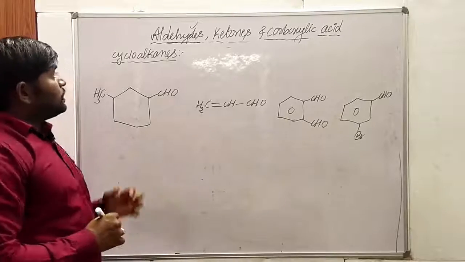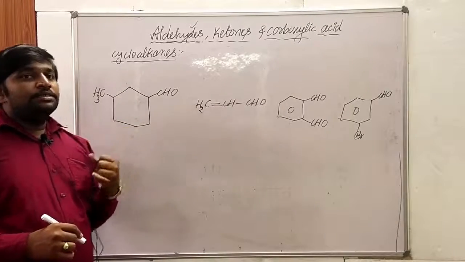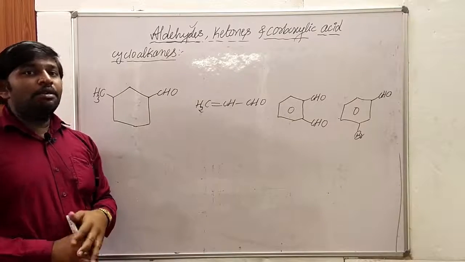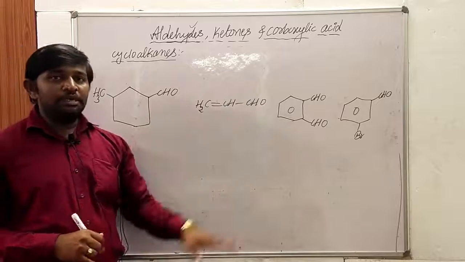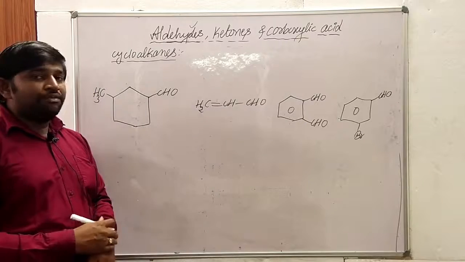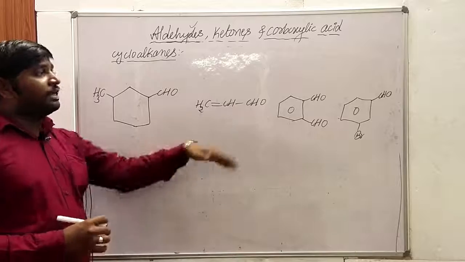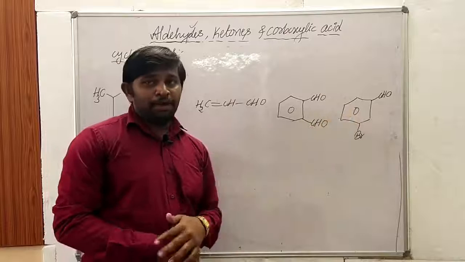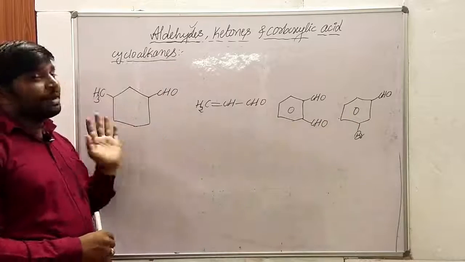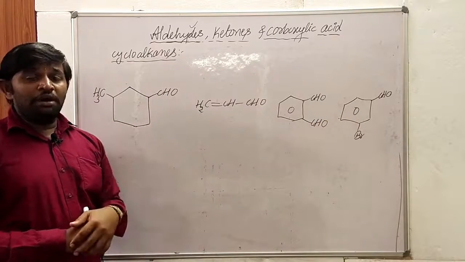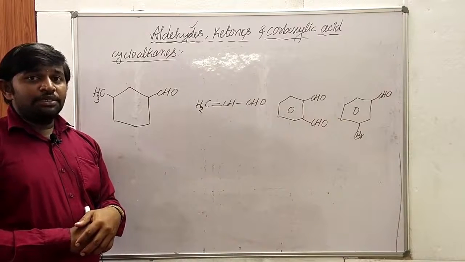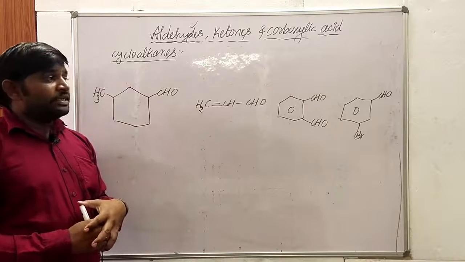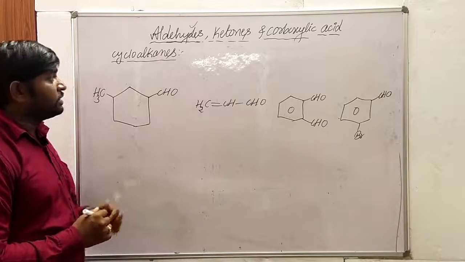Dear students, now let us consider some IUPAC and common names for cyclic compounds. So far we have discussed the common names and IUPAC names for aldehydes and ketones in aliphatic compounds. In the case of cyclic and aromatic compounds, how do we write the common name and IUPAC name? Aldehydes and ketones can be observed in aromatic compounds also, so how do we assign the IUPAC nomenclature and common names for such compounds?